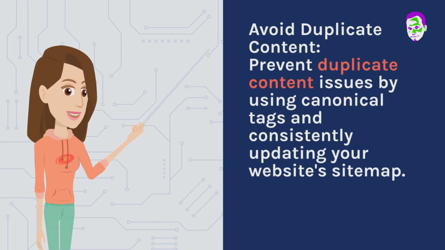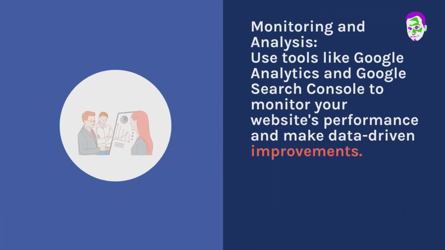Avoid duplicate content. Prevent duplicate content issues by using canonical tags and consistently updating your website's sitemap. Monitoring and analysis. Use tools like Google Analytics and Google Search Console to monitor your website's performance and make data-driven improvements.